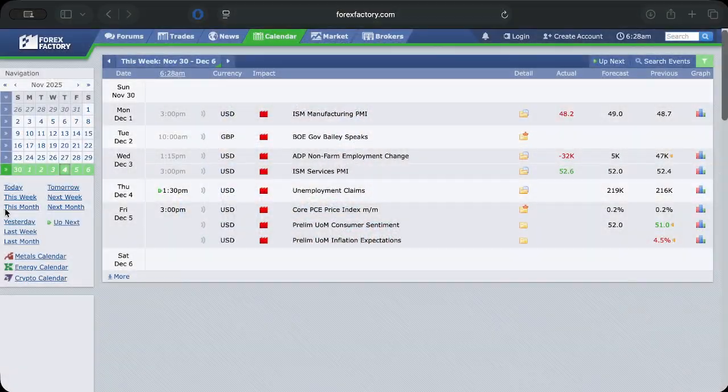We are looking at the Euro USD daily, 4-hour and 1-hour analysis, and coming up with trade ideas for the day. So let's look at the Forex Factory before we do a recap of yesterday.